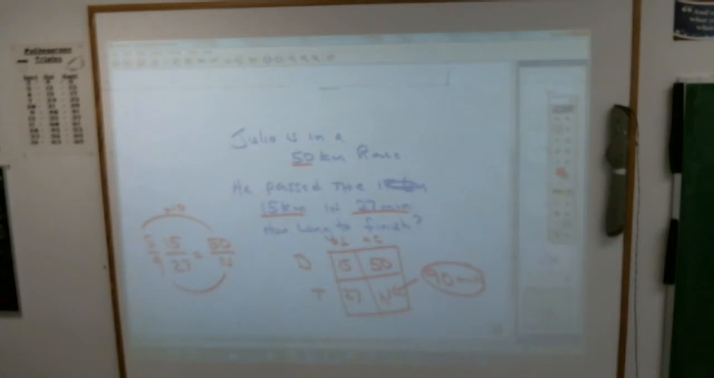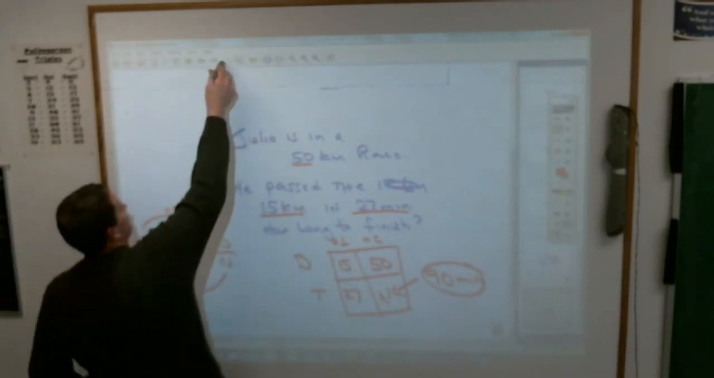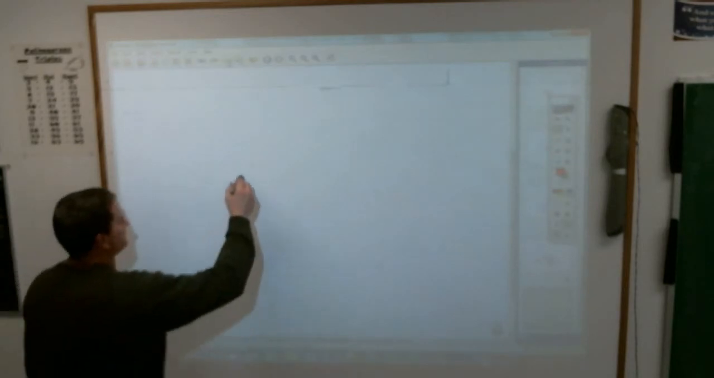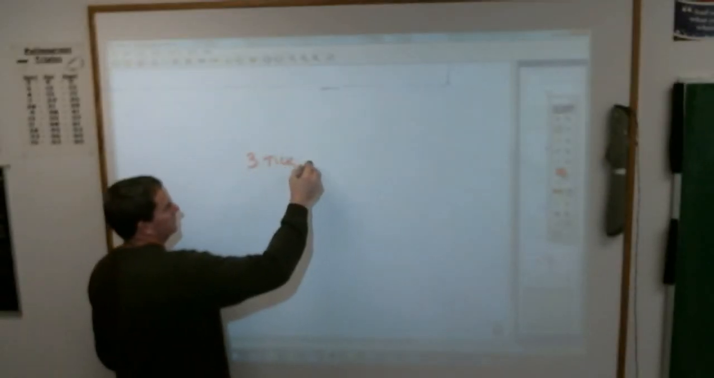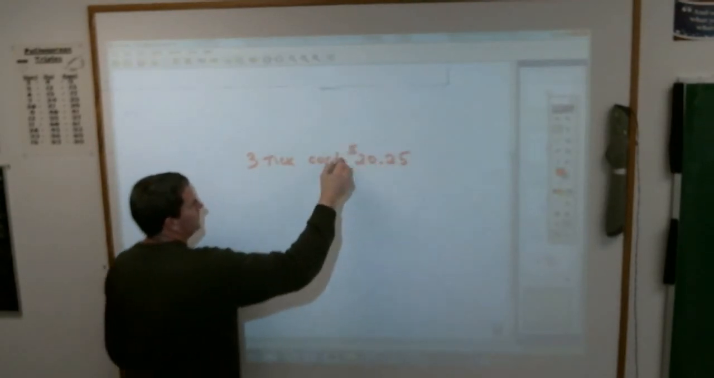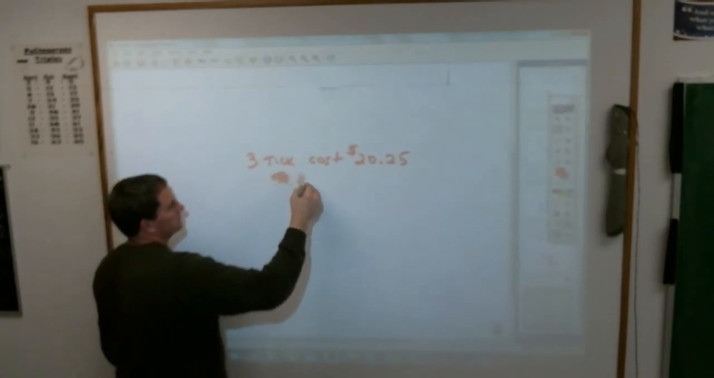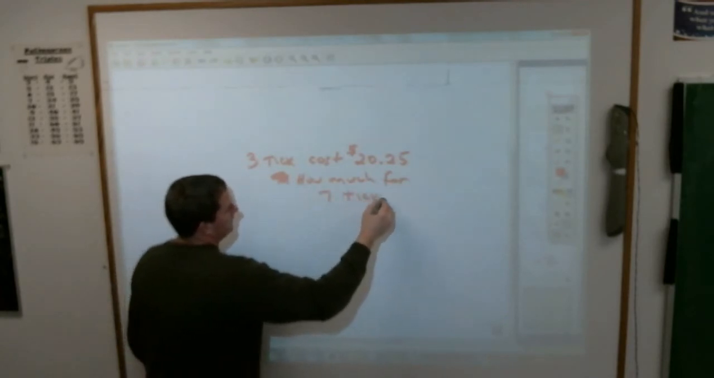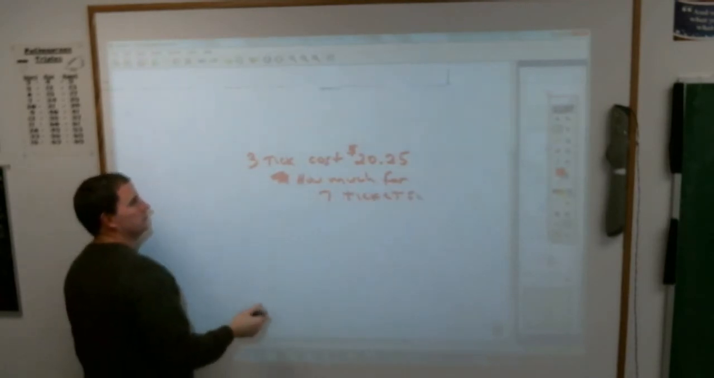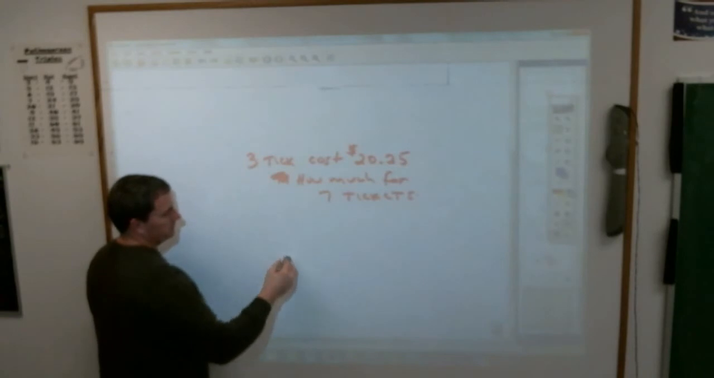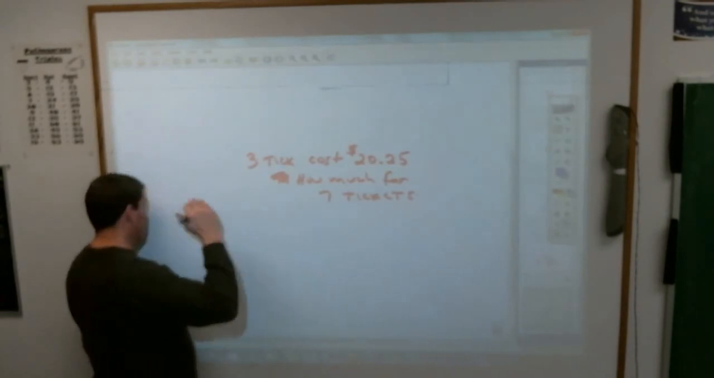One more? Sure. This one you're going to have no choice but to do out loud. If 3 tickets cost $20.25, how much for 7 tickets? These are not nice numbers to work with, but it still works out somewhat.